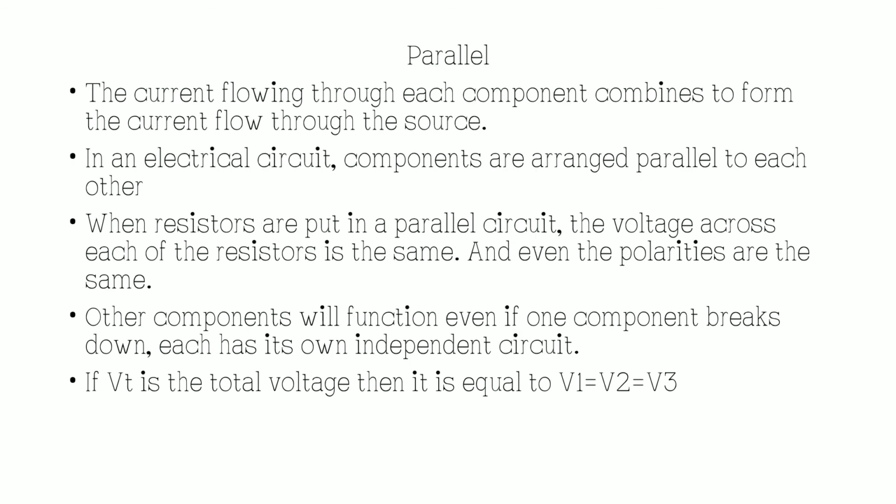In the same way, for the parallel circuit, the current flowing through each component combines to form the current flow through the source. In an electrical circuit, components are arranged parallel to each other. So when resistors are put in parallel, the voltage across each resistor will be the same, and even the polarities are the same. The components will function even if one component breaks, so it will not fail the entire circuit. So if Vt is the total voltage, then V1 = V2 = V3.